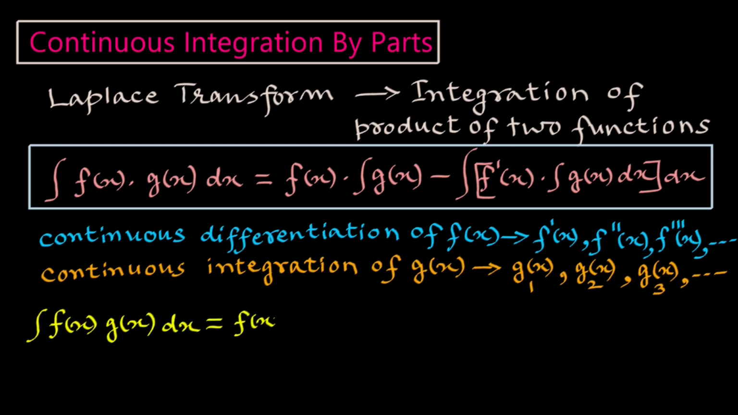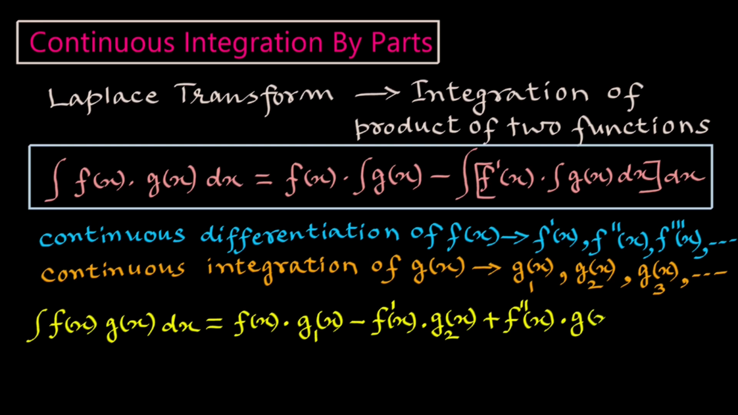So we write continuous integration by parts of product of two functions f(x) and g(x) dx as first function f(x) into first integration of the second g(x)1, minus first derivative of f(x), f dash x, into second integral g(x)2, plus second derivative of f(x), f double dash x, into third integral of g(x)3, minus third derivative of f(x), f triple dash x, into fourth integral of g(x)4, plus and so forth.